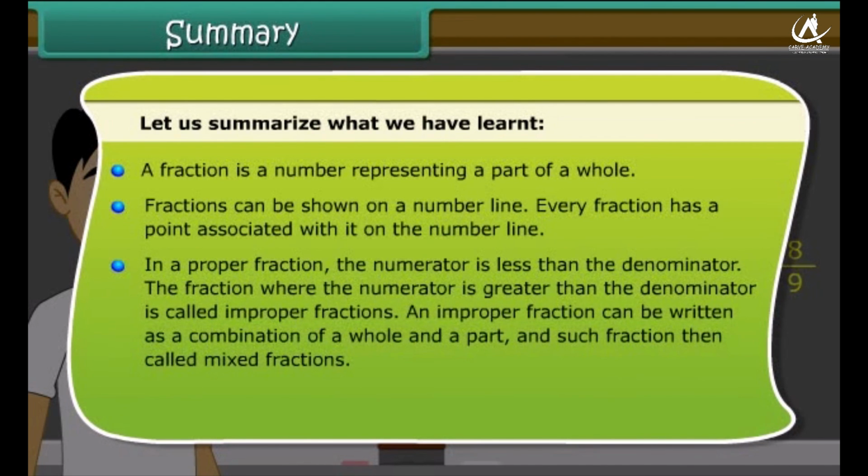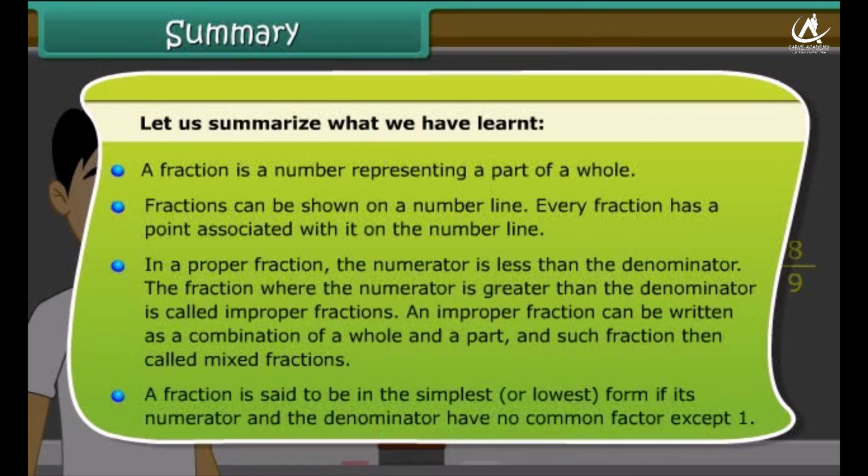In a proper fraction, the numerator is less than the denominator. The fraction where the numerator is greater than the denominator is called an improper fraction. An improper fraction can be written as a combination of a whole and a part, and such a fraction is then called a mixed fraction. A fraction is said to be in the simplest or lowest form if its numerator and the denominator have no common factor except 1.